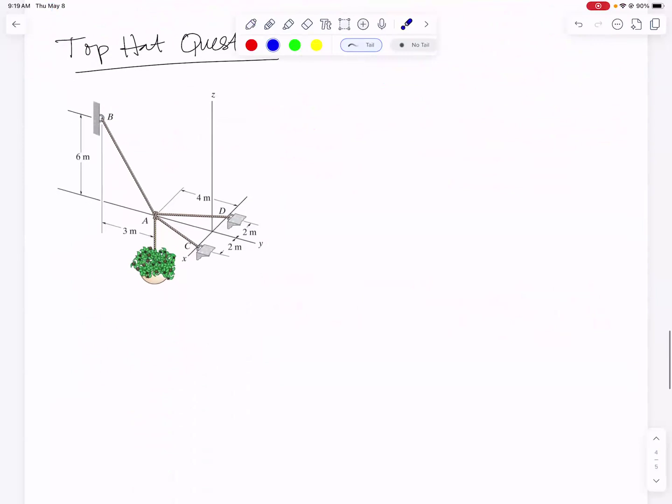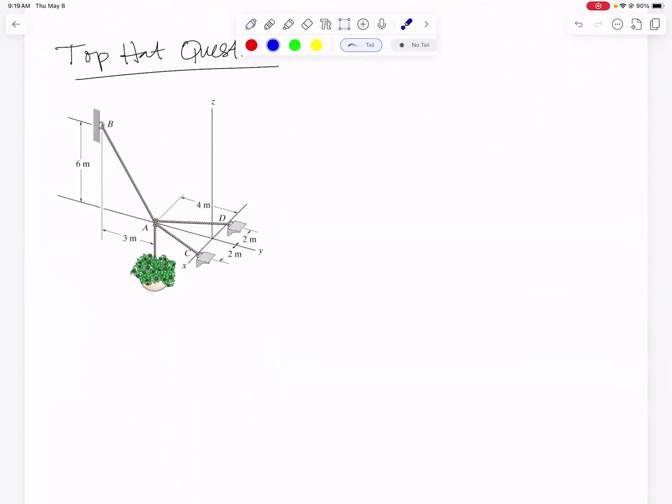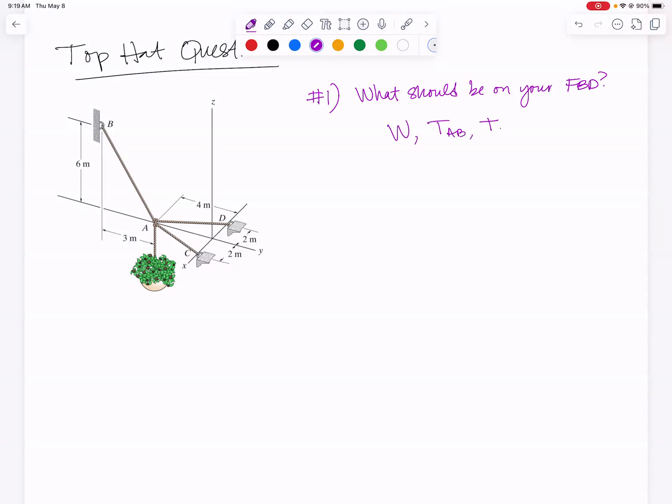Let's do a really quick concept question or two. Here is a nice 3D problem. My first concept question would be, what should be on the free body diagram? Assuming you're doing a free body diagram of the knot at A, where all of these ropes come together, your answer should be the weight of the flower pot, the tension in AB, the tension in AC, and the tension in AD. You should have 4 things on there, every rope, because in order to draw that diagram, you have to cut through all of these ropes. So every time you cut a rope, you need to draw a tension. So we have 4 tensions, they all go on there.